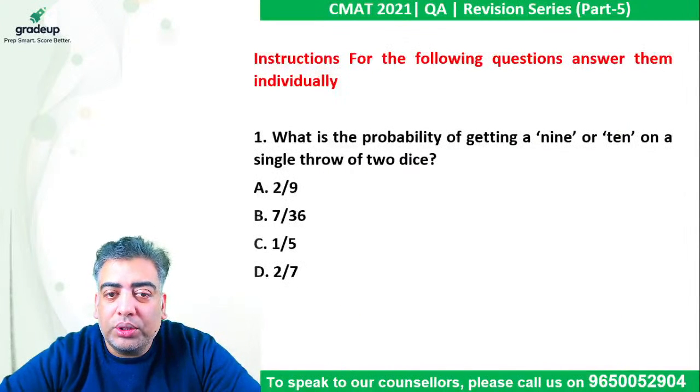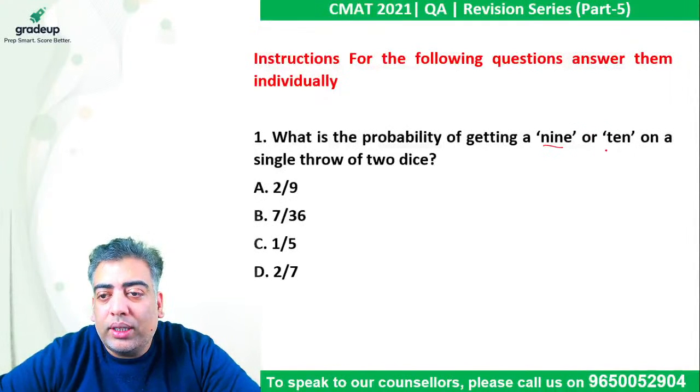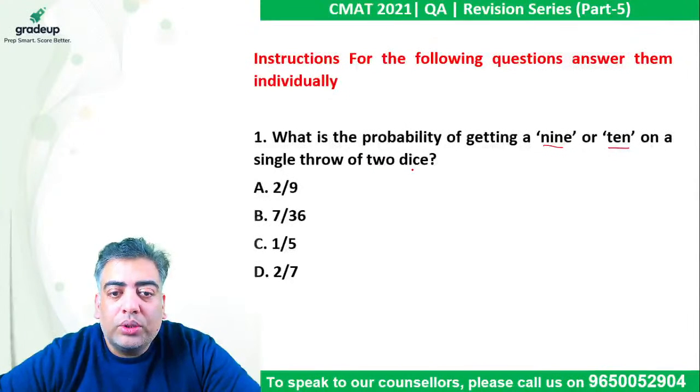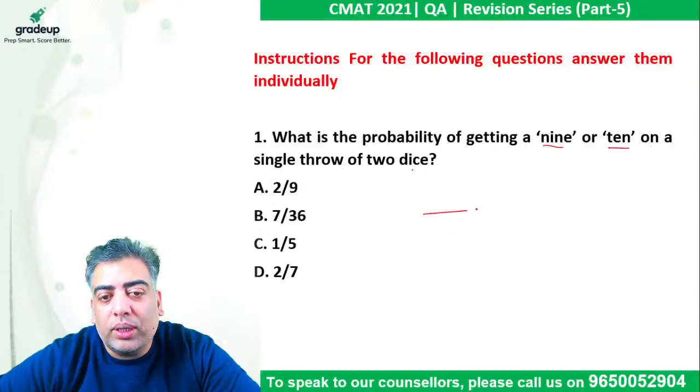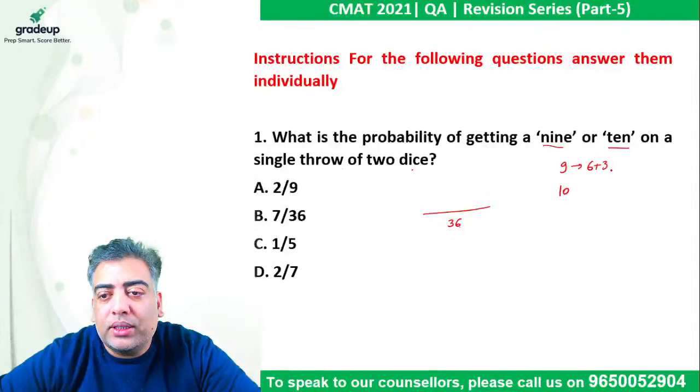So let's start. In question number 1, it says, what is the probability of getting a 9 or 10 on a single throw of 2 dice? If we throw 2 dice, total outcomes possible are 6 square, which is 36. If you want a sum of 9 or a sum of 10, we can get 9 either in 6 plus 3, or 5 plus 4, or 4 plus 5, or 3 plus 6 way. So there are 4 ways of getting a sum of 9.